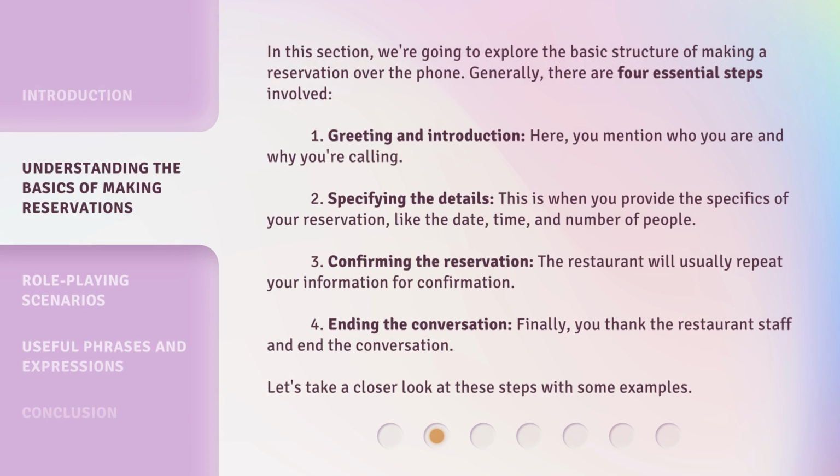In this section, we're going to explore the basic structure of making a reservation over the phone. Generally, there are 4 essential steps involved. 1. Greeting and introduction. Here, you mention who you are and why you're calling. 2. Specifying the details. This is when you provide the specifics of your reservation, like the date, time, and number of people. 3. Confirming the reservation. The restaurant will usually repeat your information for confirmation. 4. Ending the conversation. Finally, you thank the restaurant staff and end the conversation. Let's take a closer look at these steps with some examples.